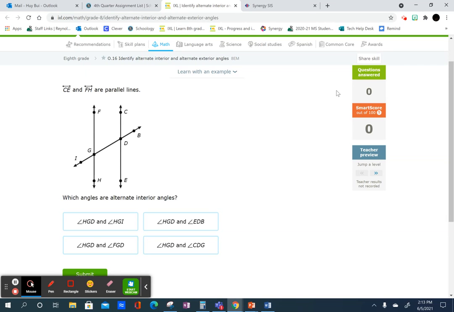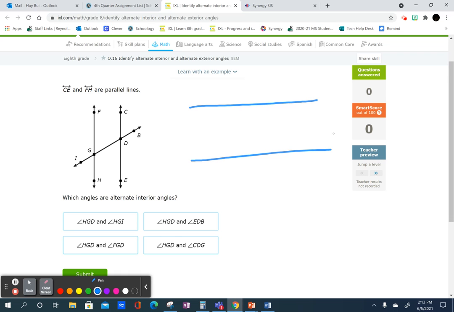All right, this is O.16 Identifying Alternate Interior and Alternate Exterior Angles. All right, so let's take a look at this. So this doesn't look quite so intimidating. I'm going to draw myself two parallel lines, and I'm going to draw them horizontally here, and I'm going to cross them with a third line. We call that third line a transversal.